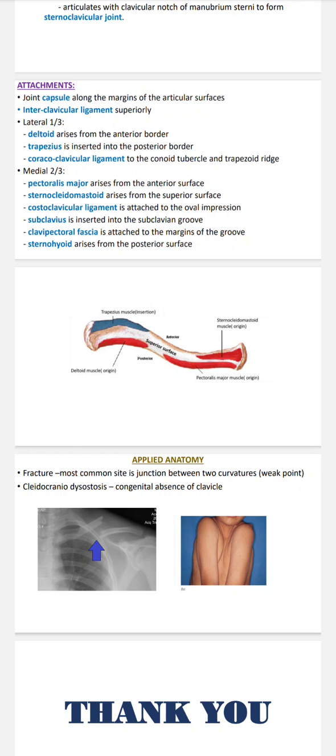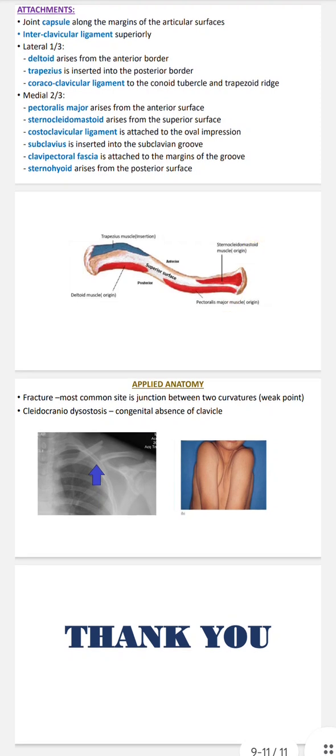So the pectoralis major arises from the anterior surface, sternocleidomastoid arises from the superior surface, costoclavicular ligament is attached to the oval impression which is present in the inferior surface, subclavius muscle is inserted into the subclavian groove, and the margins of the subclavian groove are attached with the clavipectoral fascia. The sternohyoid arises from the posterior surface. So these are the attachments.